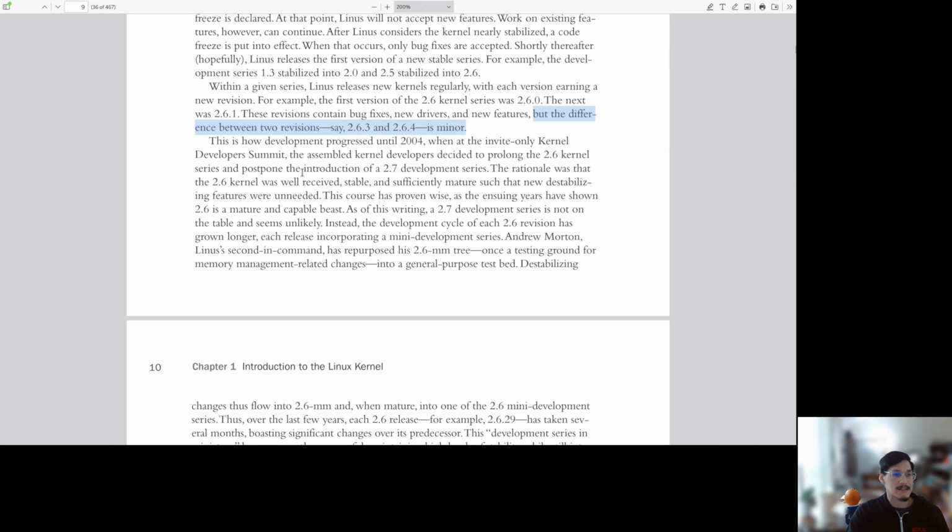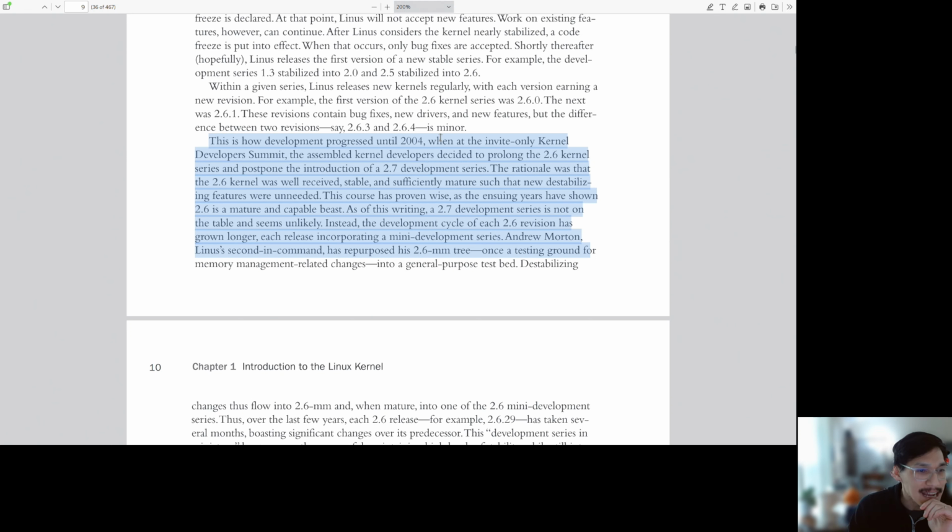And this is how development progressed until 2004 when... okay, it explains it now. Okay, great. I thought that this is still written in a way where this is true, but the author is saying, okay, this is all changed now.